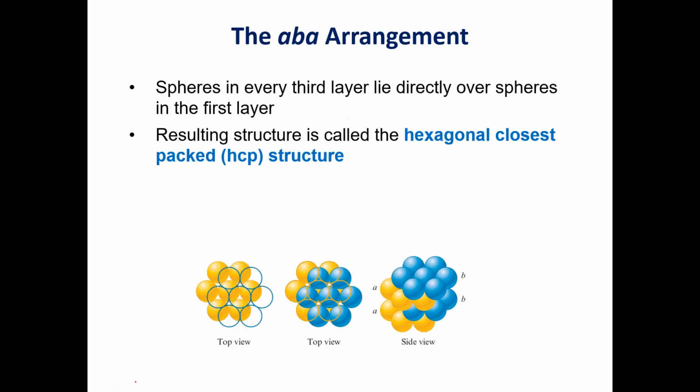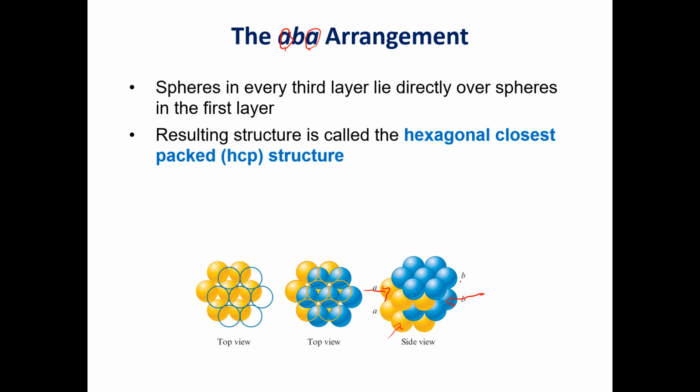In the ABA arrangement, you'll notice the first and third letters are the same. The reason for that is that every third layer in the ABA arrangement lies directly over the first layer. So we start with the first layer, which is our yellow layer here, which is A. And then we have our second layer that's slightly offset from that. And then our third layer lies directly over that first layer.